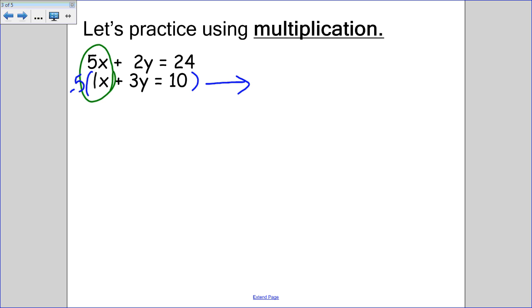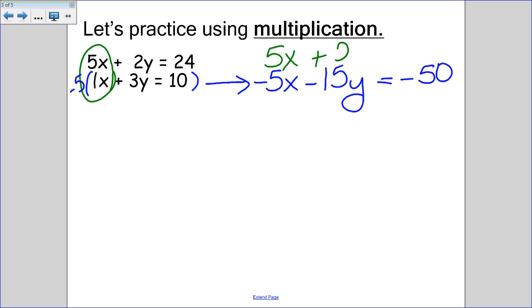So my new equation here, if I multiply the whole thing by negative 5, we said it's going to start with negative 5x. What's negative 5 times 3y? Good, negative 15y. And that equals negative 5 times 10, which is negative 50. Okay, and our first equation up here just stays the same. I still have 5x plus 2y equals 24.